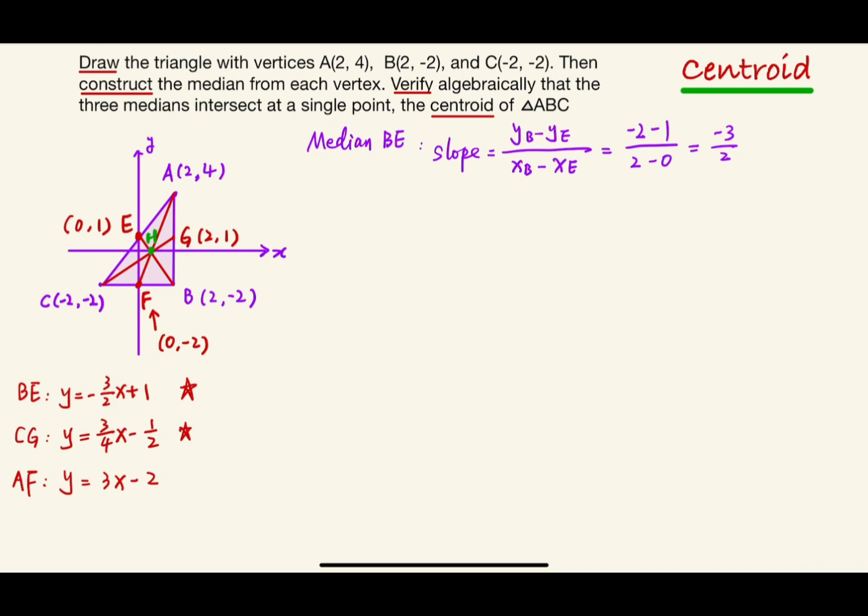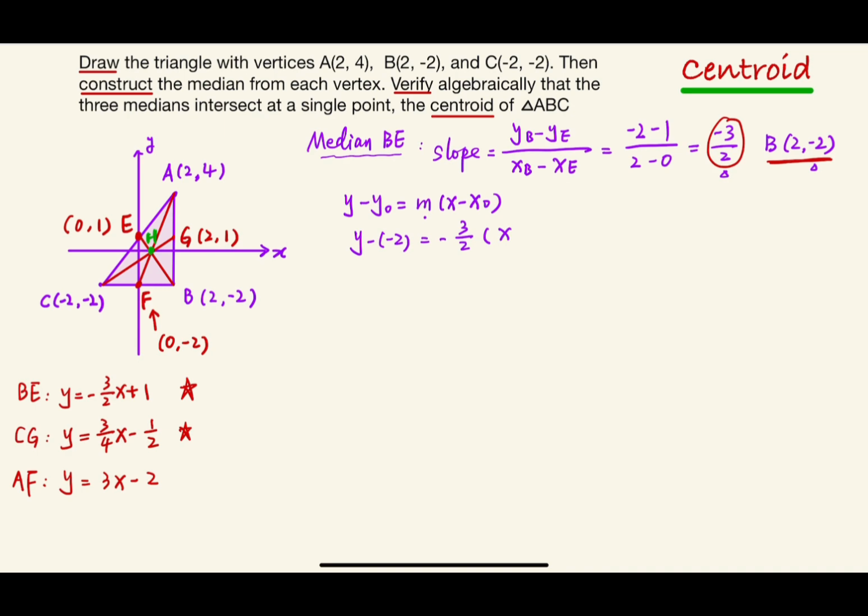Now we know the point B is on the median EB. So we can plug in this number and the corresponding x-coordinate and y-coordinate into this equation of a straight line to figure out the corresponding expression for the median BE. So y minus y0, which is negative 2, equals this slope times this one.